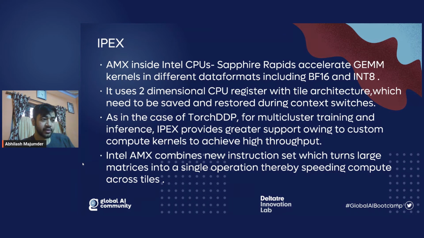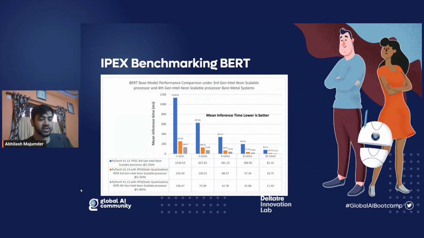When we have a kind of distributed data parallel, model parallel kind of structure. And the last thing I had already mentioned is that it combines a new instruction set for combining large matrices into a single operation, thereby speeding the computes. Okay, so this is the baseline of benchmarking for BERT.